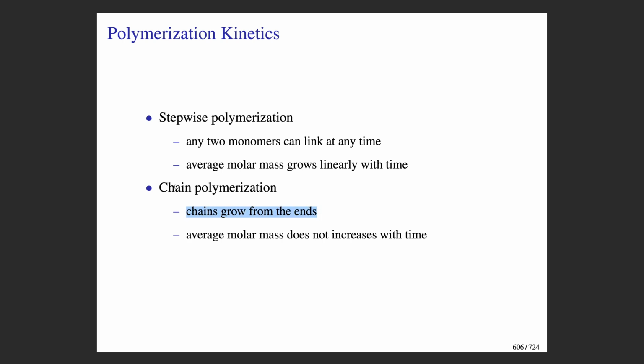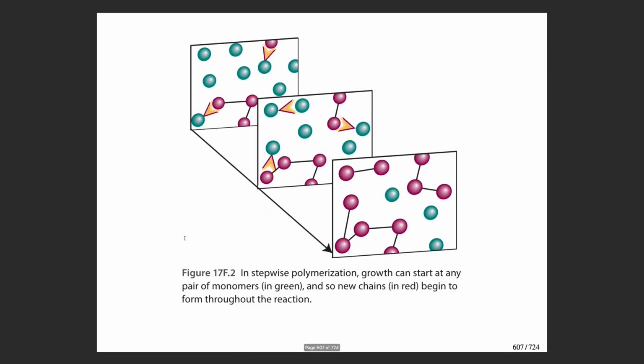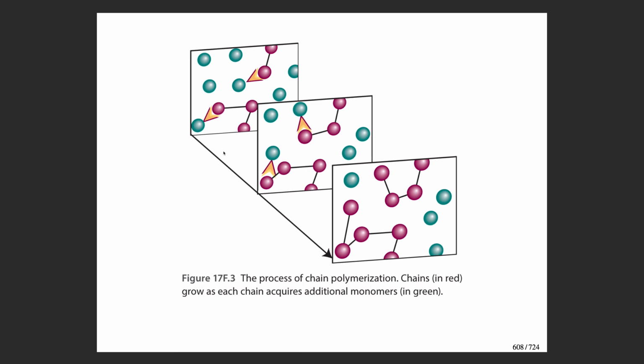Here, this is where the polymer chains grow from the ends, and what is found, and this is the main takeaway, is that in chain polymerization, the average molar mass does not increase with time. So for stepwise polymerization, chain length increases with time. For chain polymerization, it does not increase with time. Here's the picture for chain polymerization. You've got these chains, and the polymerization occurs at the ends. Then you've got these new chains, and they polymerize at the ends, and then these again would react at the ends to form increasing length polymers.